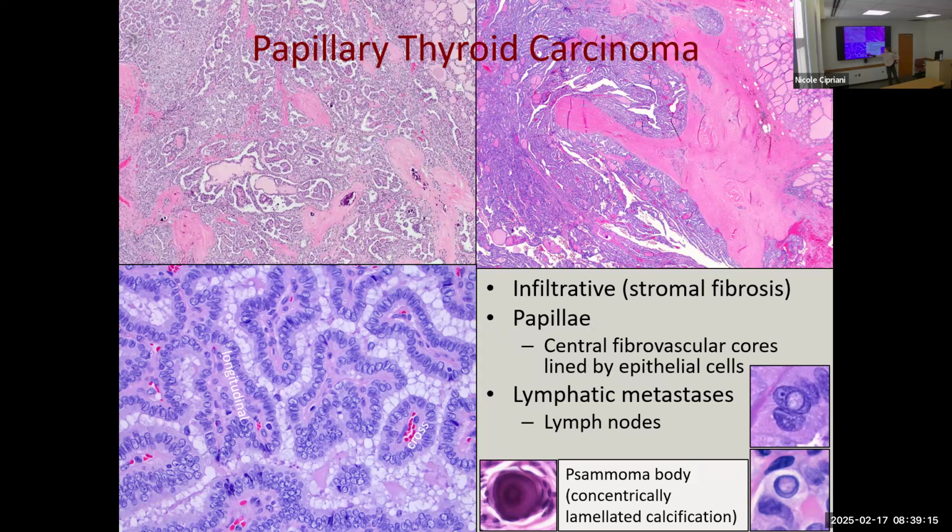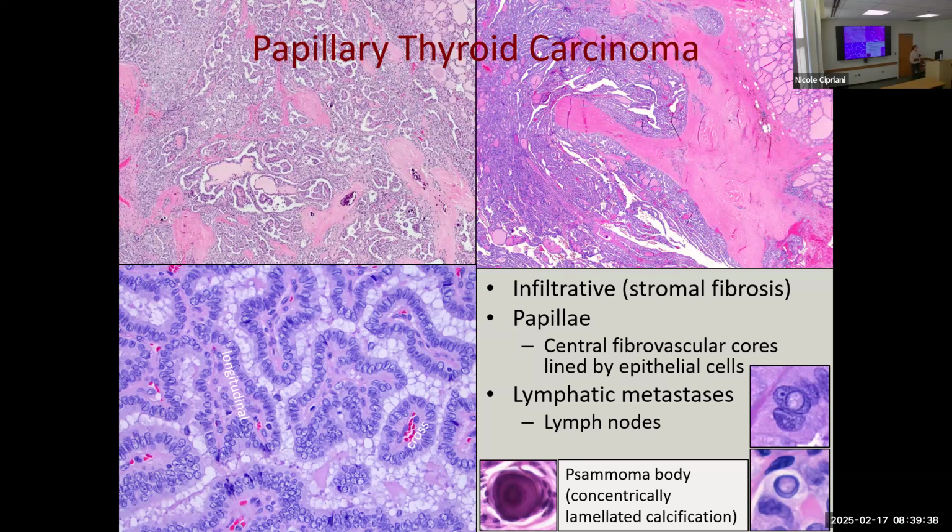And psammoma bodies, which are these concentrically lamellated calcifications that are small and often show up on ultrasound as those microcalcs. Very commonly, as we said, are already in the lymph nodes. So lymphatic invasion is very common. Stromal sclerosis is very common. You can sometimes even get stromal ossification, right?